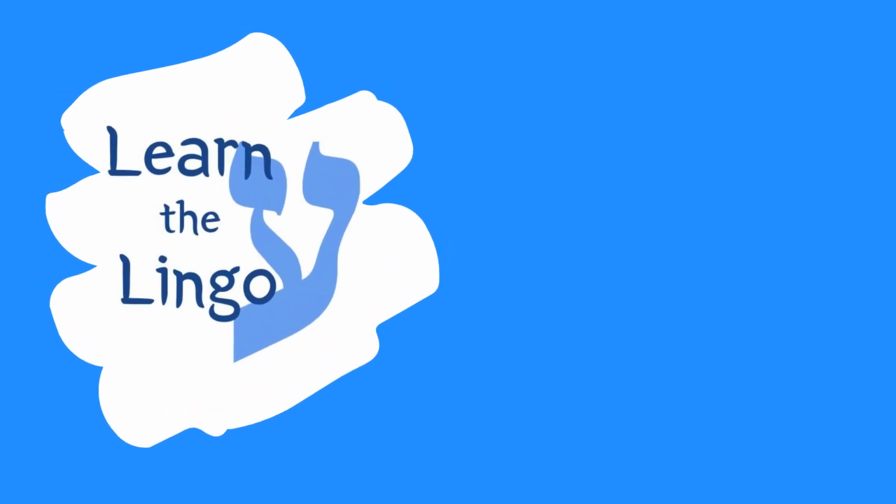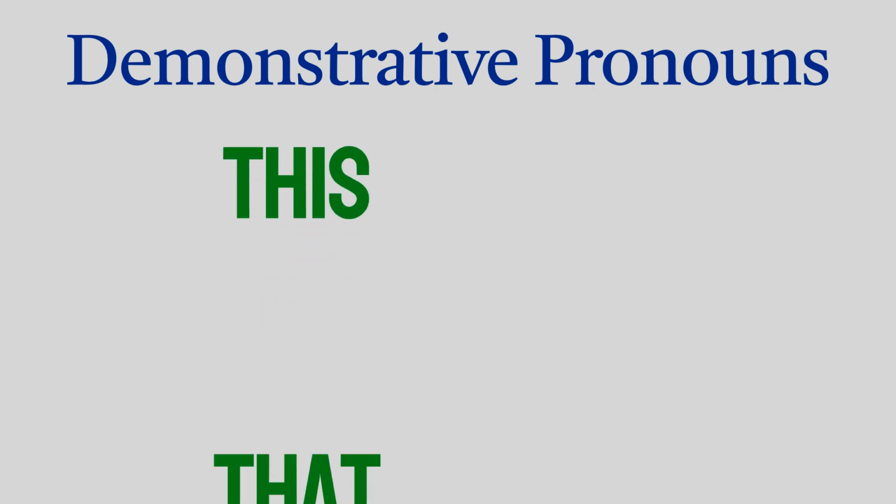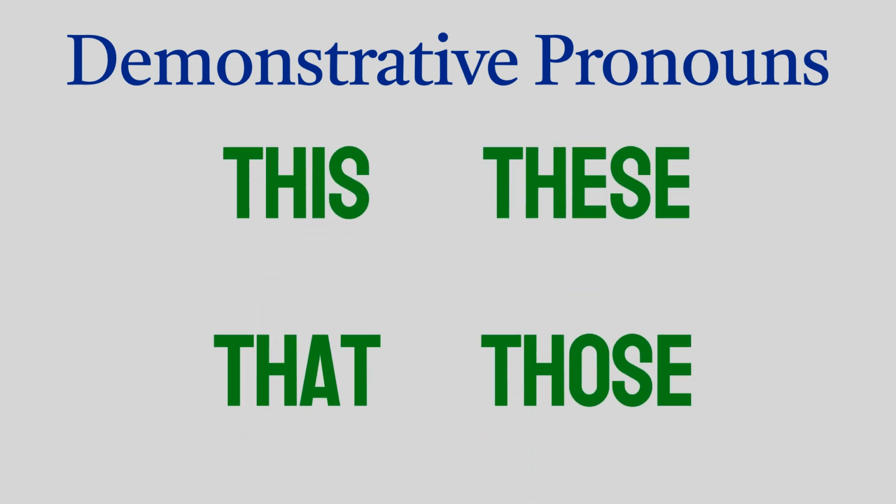My name is Matthew, and welcome to Lesson 7 of Hebrew Basics, a series where we learn the essentials of Hebrew grammar. Today we are going to learn some words called demonstrative pronouns. These words, like other pronouns, are used to refer to something without using its name, and they are called demonstrative pronouns because they are specifically used to point out or demonstrate things. In English, we know these words as this, that, these, and those.